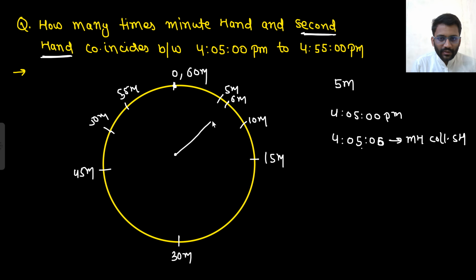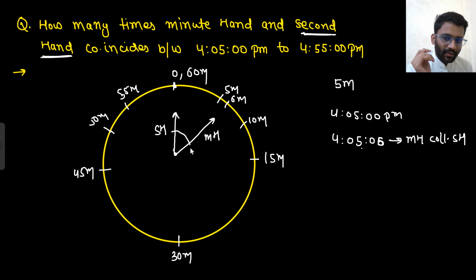The minute hand would come to 6 minutes, and the second hand would have been somewhere here. This would have been the second hand, and this would have been the minute hand. So in a complete circle, the second hand has covered 60 seconds. This is the scene now. We are at 6 minutes and this is at 12.